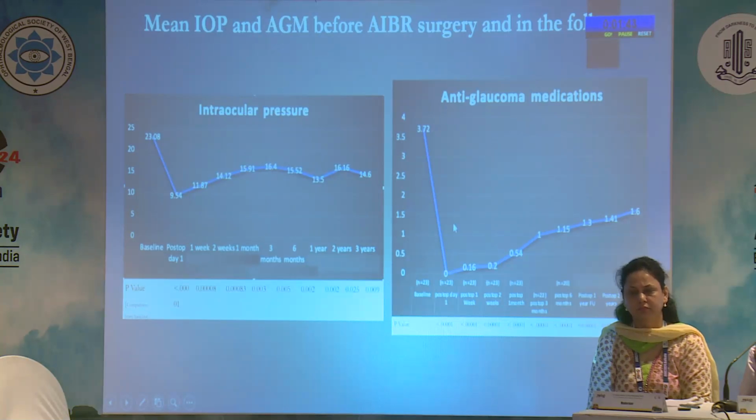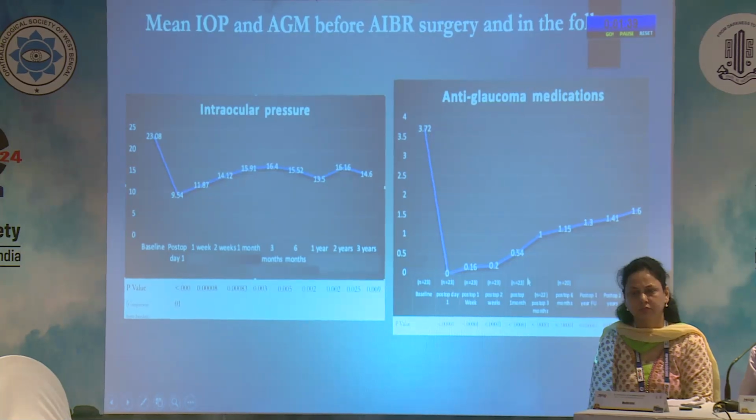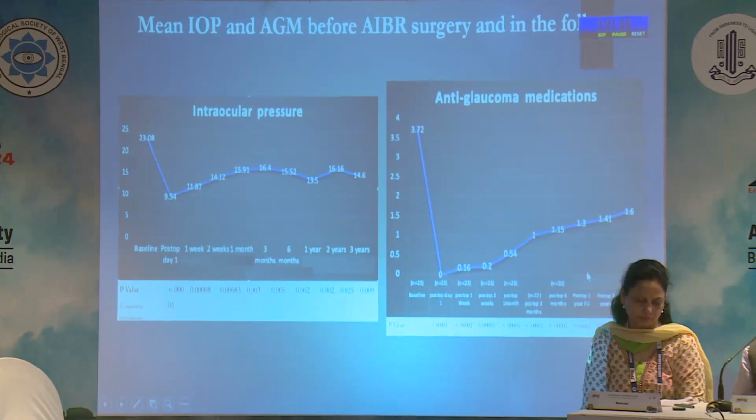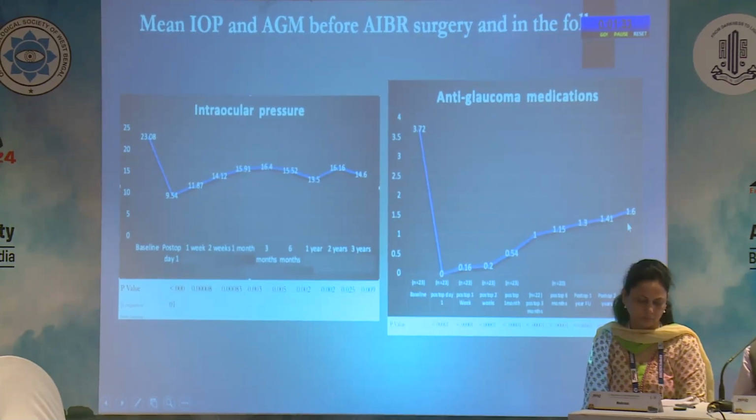And this is the line graph showing change in anti-glaucoma medication. It was 3.72 before ab interno bleb revision. At 1 month follow-up, it was 0.54, at 1 year follow-up it was 1.3, and at 3 years follow-up 1.6. At all visits, a statistically significant difference was seen and the p-value was less than 0.01.